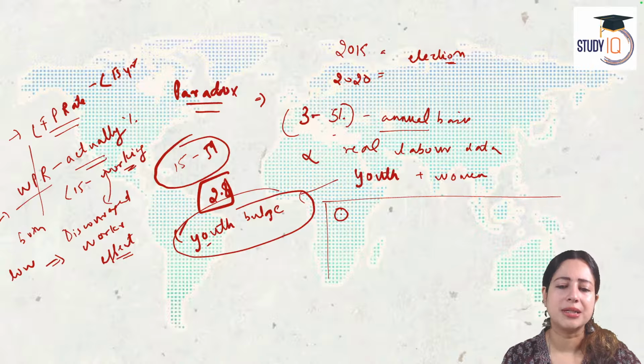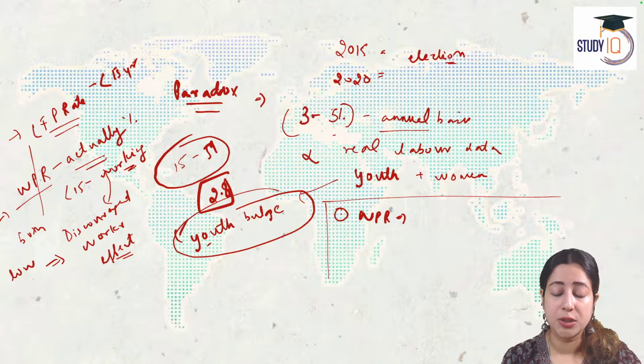Now let's just look at the worker population ratio in Bihar. The total number of people who actually work in Bihar is 51.6%.